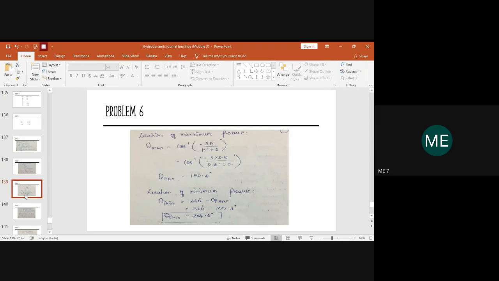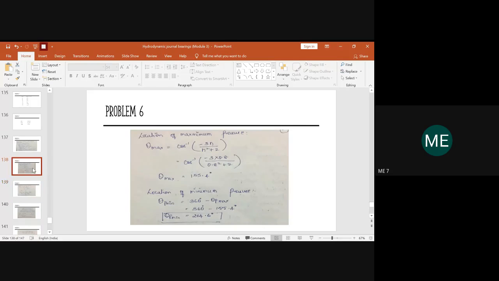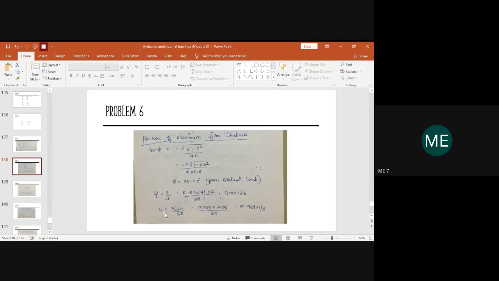Why are we determining this? Because we have to use the pressure distribution equation, right? So in this, you should know the value of U and the value of chi. So it is necessary for us to determine the value of chi and U before. First, we always determine the position of the maximum film thickness, so that we come to know the phi angle. This will be the angle of inclination from the vertical load.